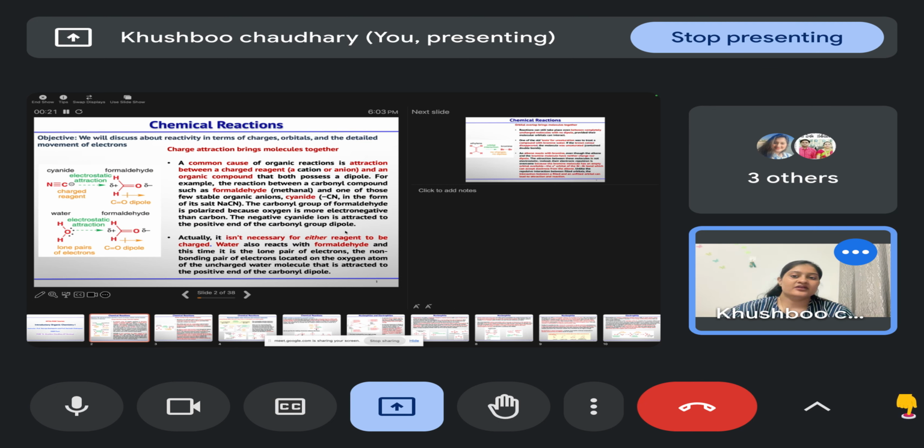So, when a chemical reaction takes place, that we have to study. Now, the objective of this class is to discuss reactivity in terms of charges, orbitals, and the detailed movement of electrons. What type of arrows we use in any kind of reaction, and how the orbital interaction or interaction of some charged species leads to the formation of a chemical reaction, that we are going to discuss today.